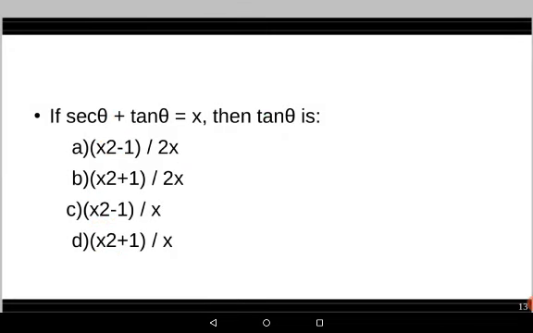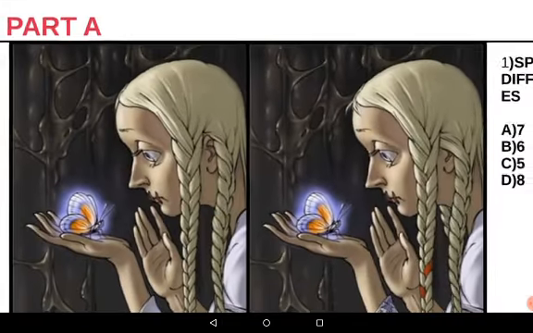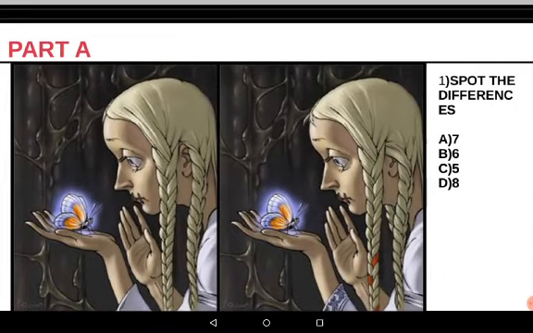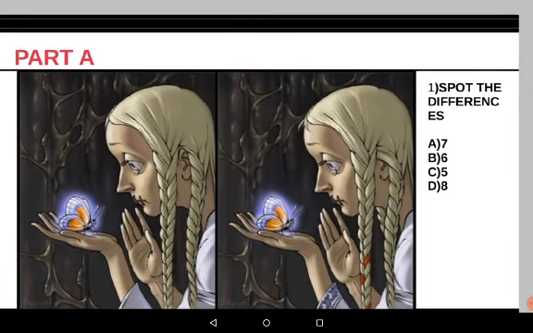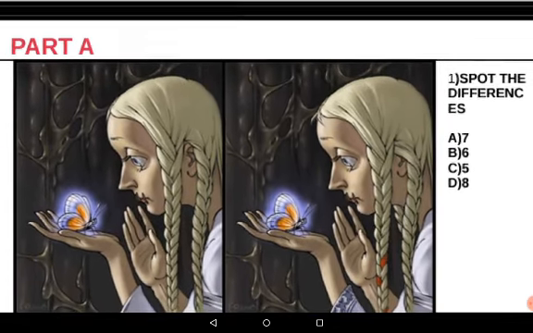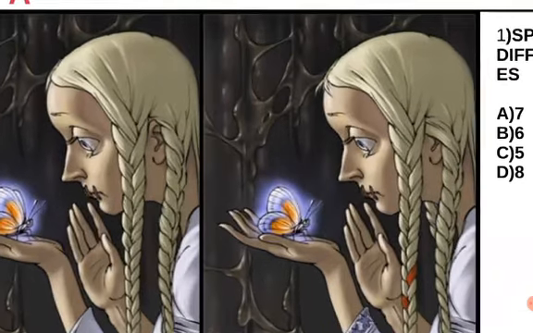Okay, now this is the first question from part A. How many differences can you spot out from this particular figure? That is our question. I am giving you time. You can check how many differences are there.